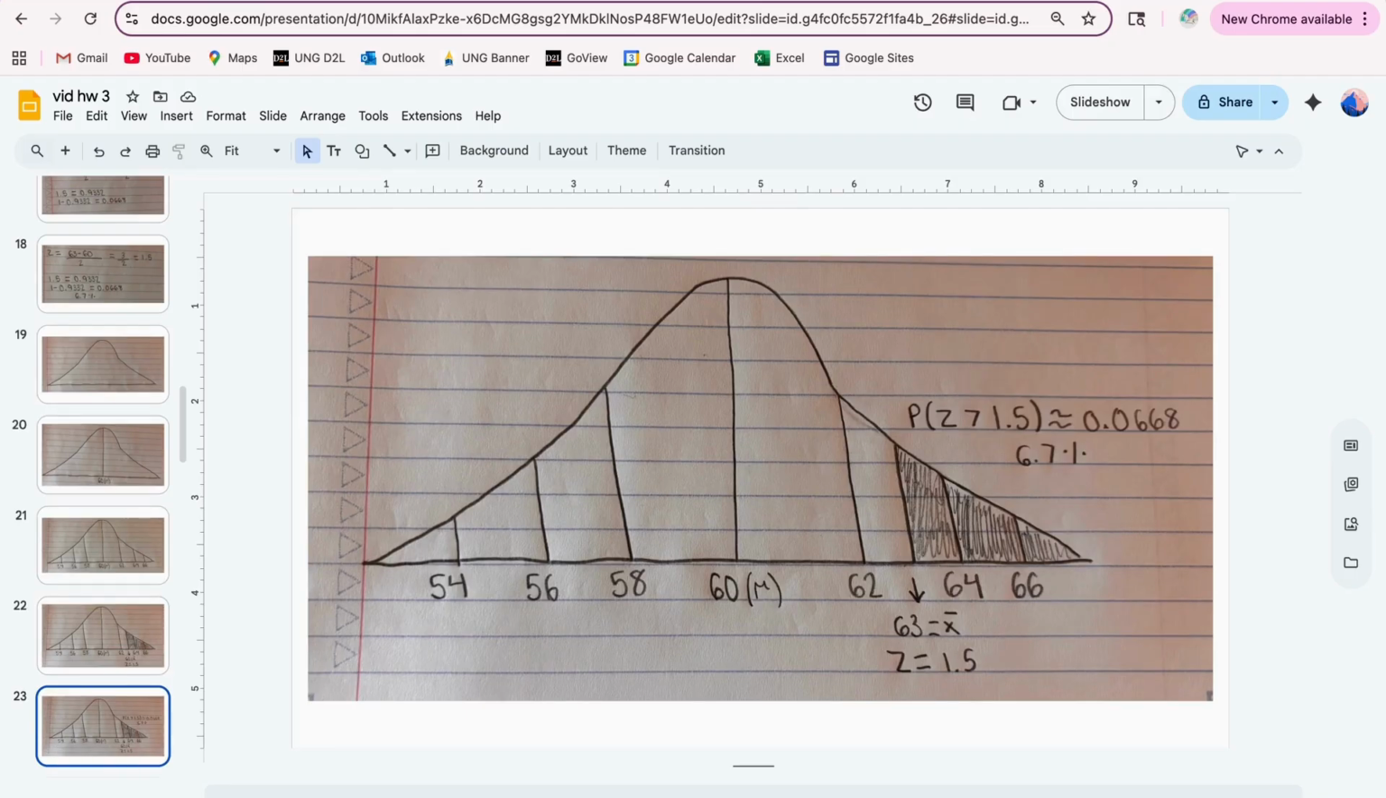Using the standard normal table, P of z greater than 1.5 equals 0.0668, meaning there is about a 6.7% chance the sample mean exceeds 63. This shaded area visually represents that small probability.